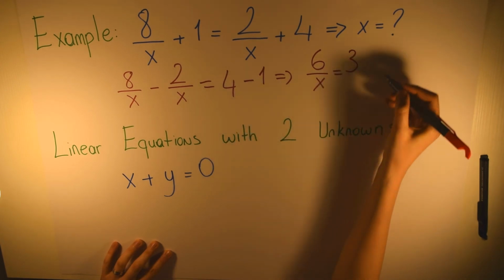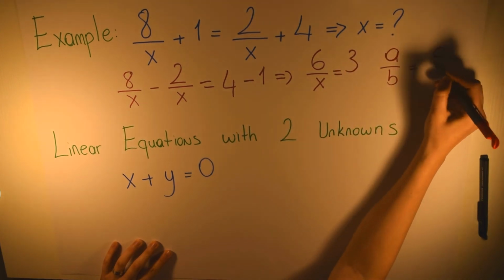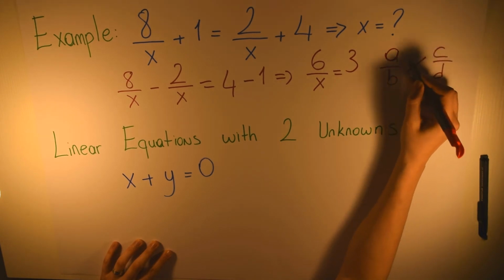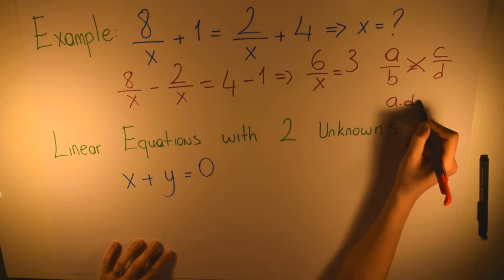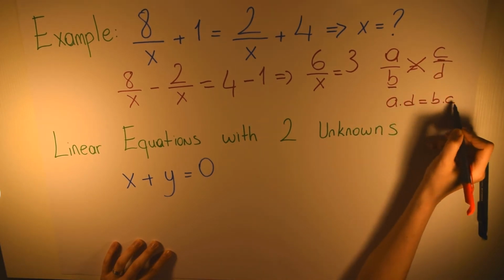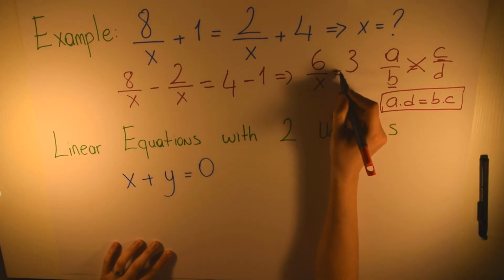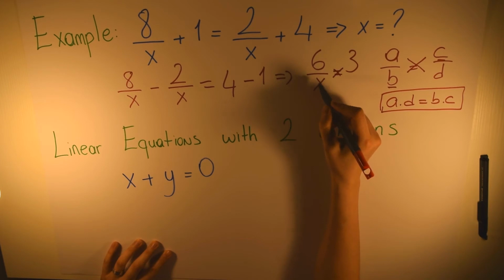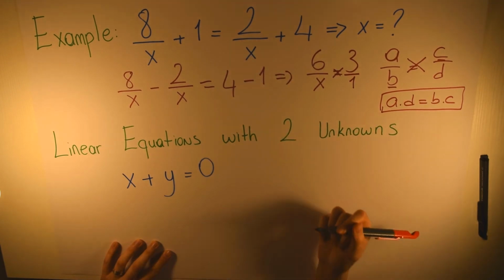What is the cross multiplication? Let's say we have a over b is equal to c over d. Cross multiplication means a times d is equal to b times c. Okay, so we apply this rule here. So when I cross multiply, don't forget here this has 3 over 1, right? Because 3 over 1 is equal to 3.